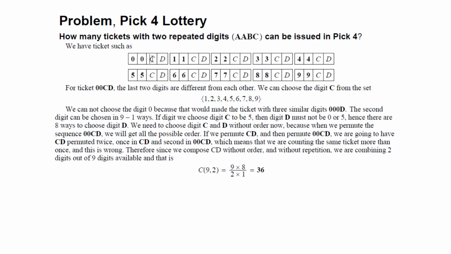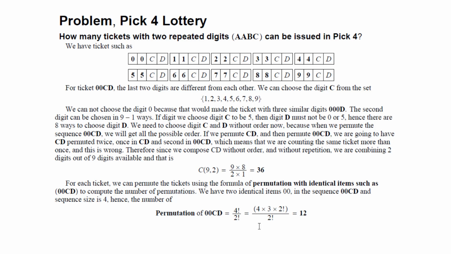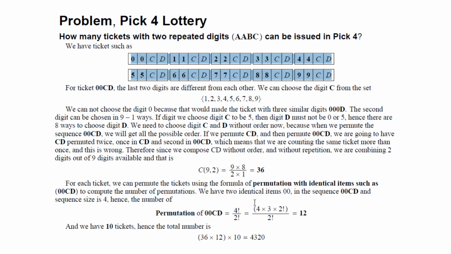So now after we combine CD 36 times, we can permute each sequence 12 times, and the total number of outcomes for this sequence only is going to be 36 times 12. For all these sequences, which are 10 sequences, the possible outcome is 36 times 12 times 10, and now we get the number 4320, and that is the number of tickets with 2 repeated digits in the form AABC.